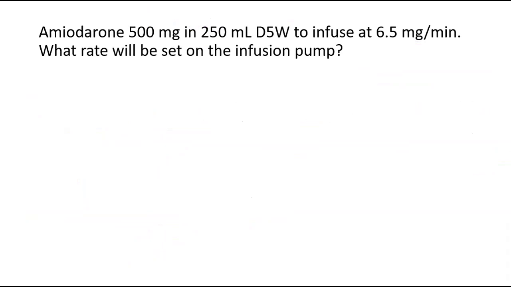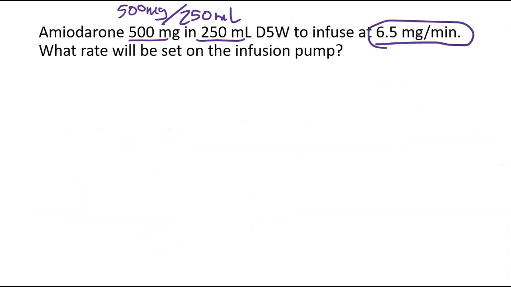Okay, amiodarone, 500 and 250. So we have 500 milligrams in 250 mLs. We're infusing at 6.5 milligrams per minute. What are we going to do? What's the rate set on the infusion pump? Well, let's just keep things the same.